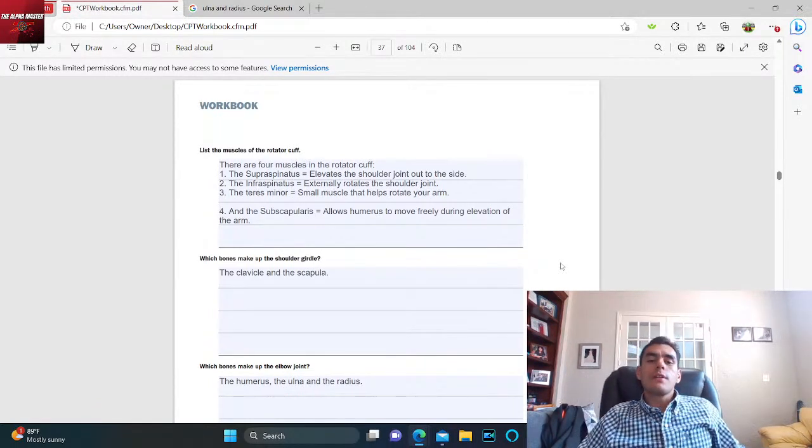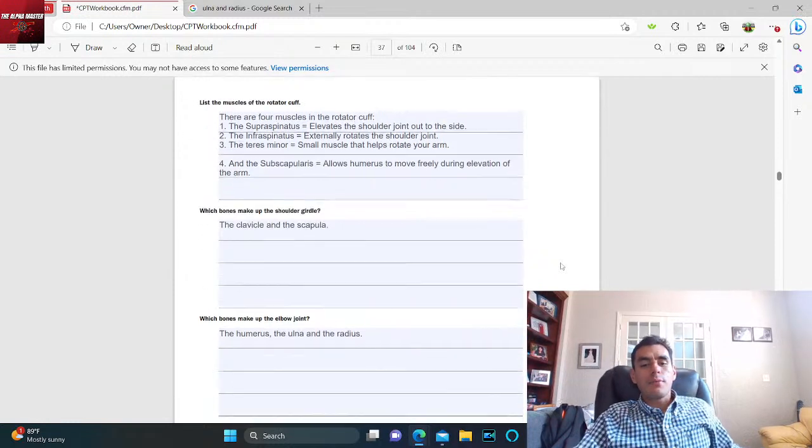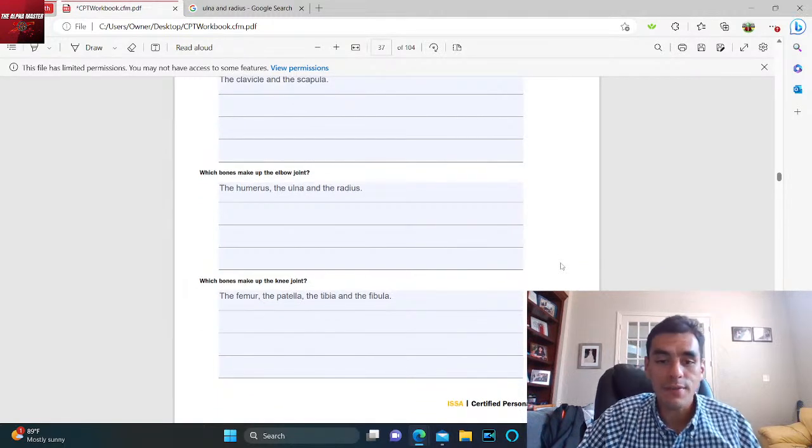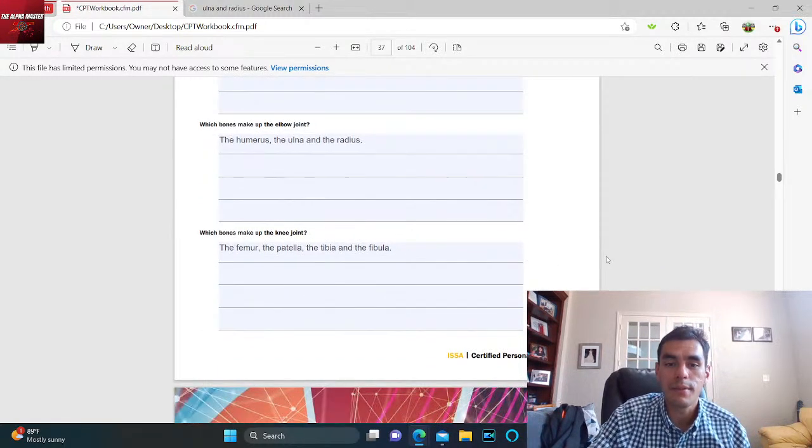The bones that make up the shoulder girdle are going to be the clavicle and the scapula. The bones that make up the elbow joint are going to be the humerus, the ulna, and the radius. And the bones that make up the knee joint are going to be the femur, the patella, the tibia, and the fibula. And now I'm going to take my break.